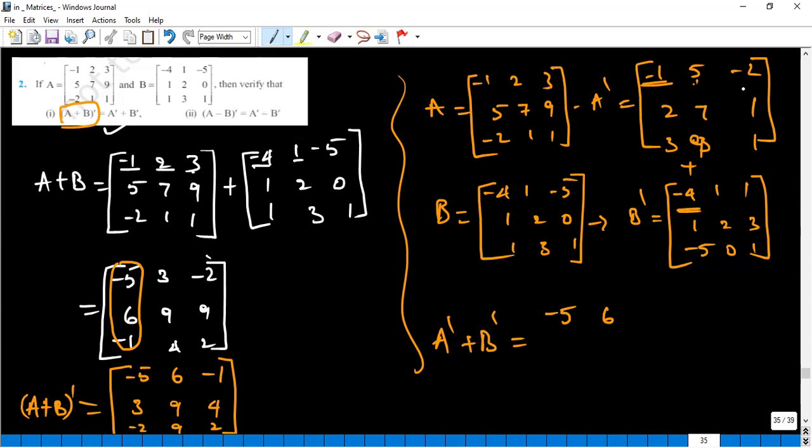Yes, you can see here. -2 plus 1 is -1. 2 plus 1 is 3. 7 plus 2 is 9. 1 plus 3 is 4. Like that.